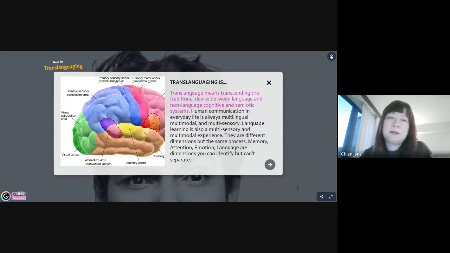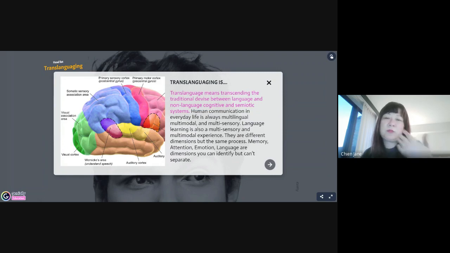So here it is. Translanguaging is... Translanguaging means transcending the traditional divides between language and non-language cognitive and semiotic systems. Because like we said, language and cognition and semiotic systems are all interrelated, right? Human communication in everyday life is always multilingual, multimodal, and multisensory.